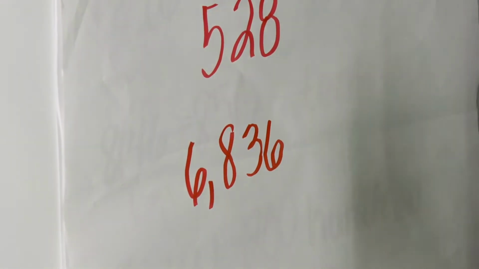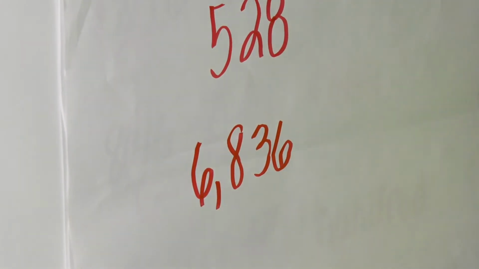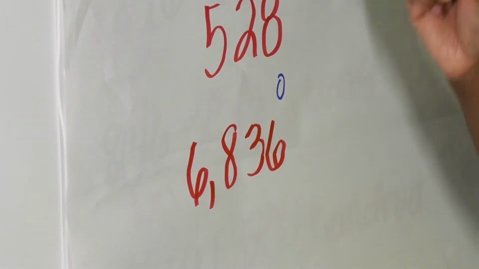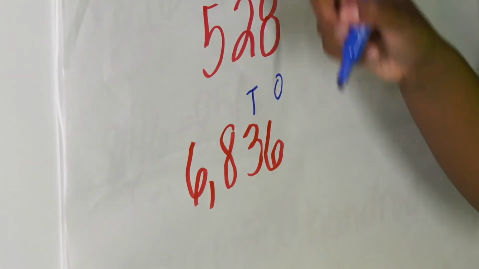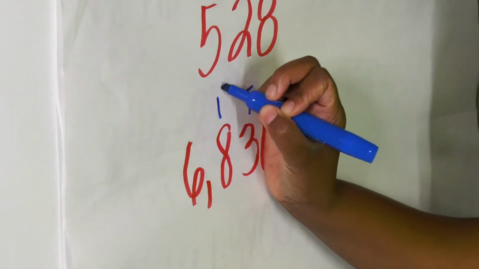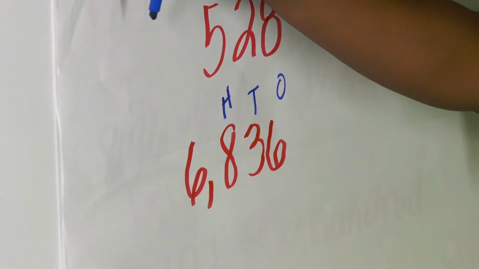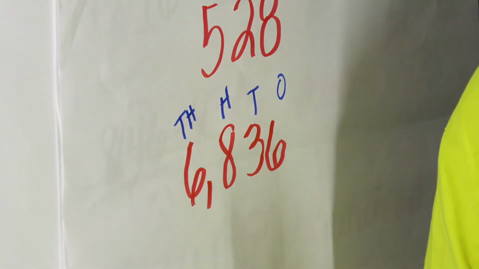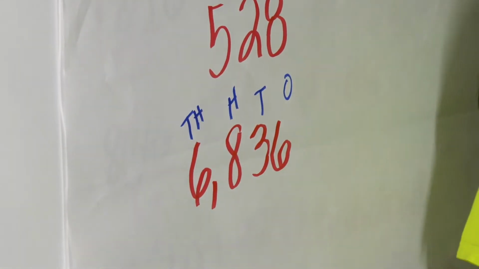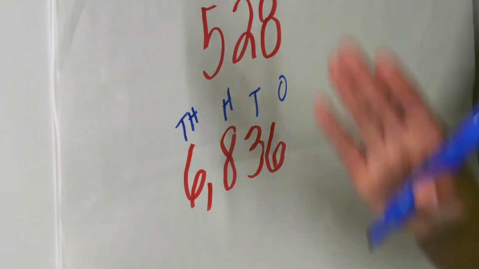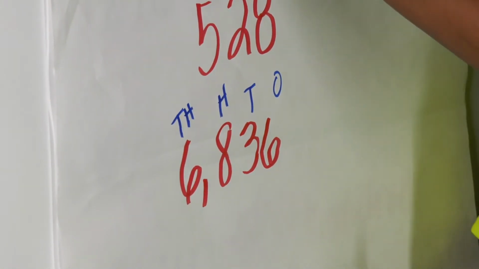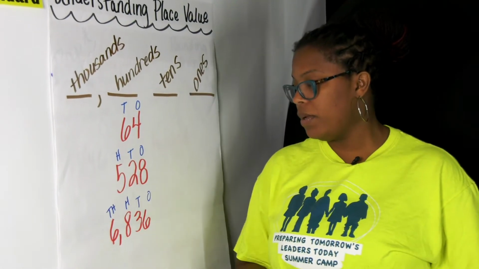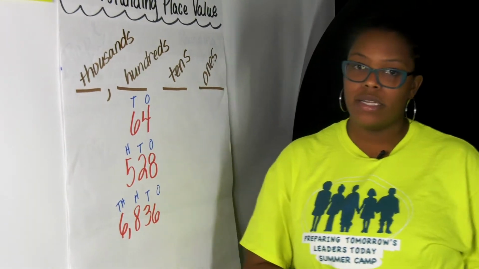And lastly, if we had the number 6,836, you must understand that the 6 is in the ones place, the 3 is in the tens place, the 8 is in the hundreds place, and the 6 before our comma is the thousands place. So I use the abbreviation TH for thousands. Now that we understand place values, ones, tens, hundreds, thousands, and we can recognize which digits are in which specific place value, now we're going to get into our lesson.